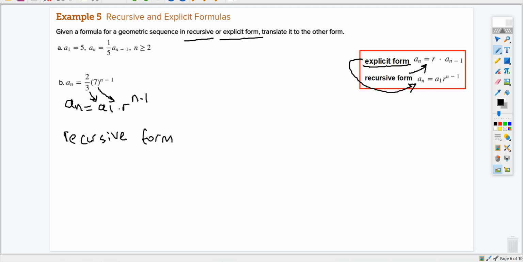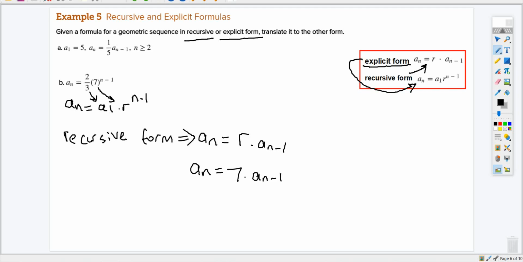Recursive form was this one. a_n is equal to r times a_(n-1), right? So this is what we want. So still start with a_n. r is the common ratio that we said, that's a 7 here. So it will be just 7 and a_(n-1). So to be honest, to write the recursive form, you just need to know what's r, because a_n and a_(n-1) will be here all the time.